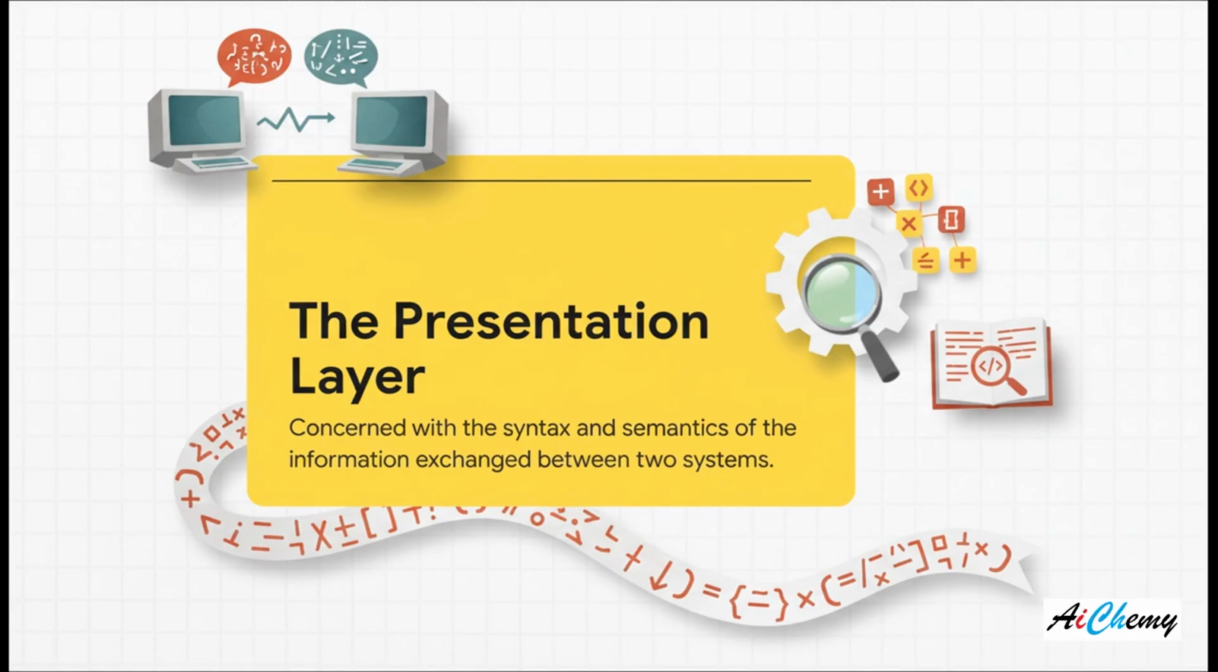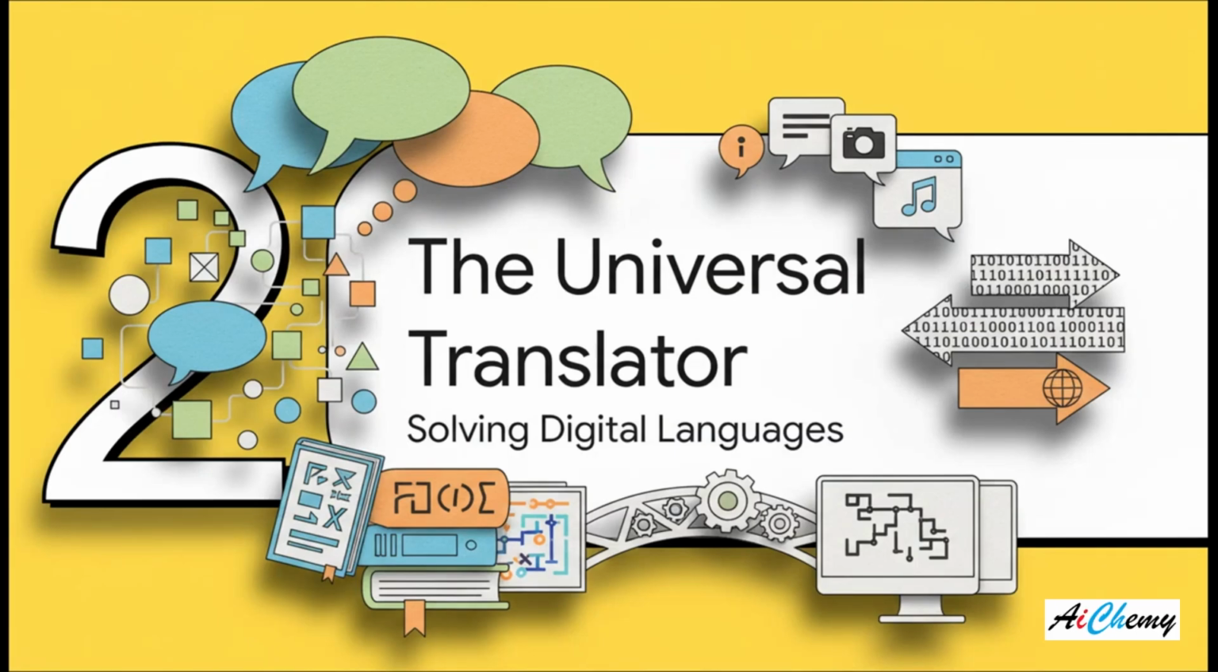Okay, syntax and semantics. Sounds a little academic, right? But here's what it really means. This layer doesn't care what you're saying, but it cares a whole lot about how you're saying it. Its entire mission is to make sure that when your computer sends something, the computer on the other end can actually read it. It's like the ultimate copy editor for your data. And that leads us perfectly into its first and maybe most important job, acting as a universal translator.